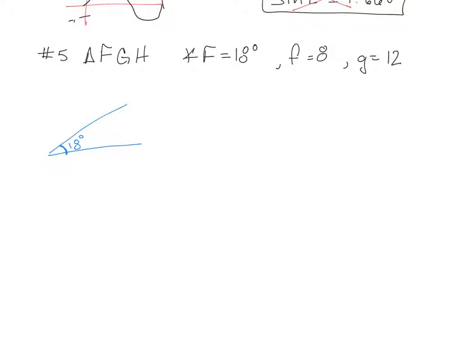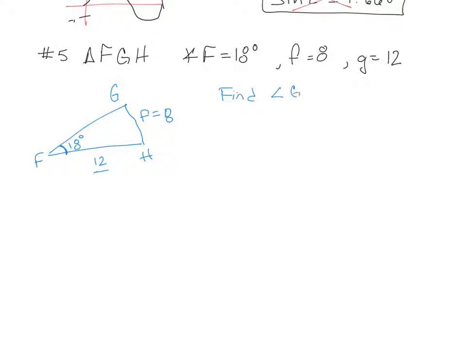Remember, directly across from angle F, I have side f, which in this case is equal to 8. And let's label that angle F. We're going to call up here G and H. And directly across from G, I have the fact that g is equal to 12. So first thing I'm going to do, because I know that g is 12, I need to find angle G.